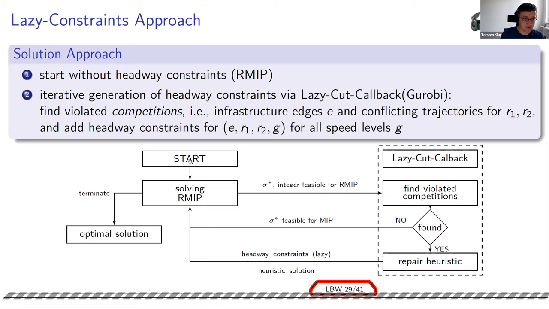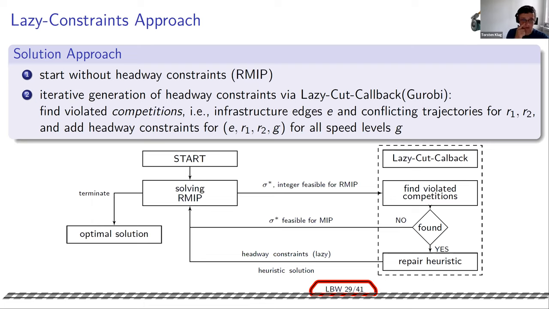So that's depicted here in this flow chart. We start with the relaxed mixed integer program at the beginning without any headway constraint. And then we use a MIP solver, Gurobi, together with this feature of lazy cut callback. So whenever Gurobi finds a heuristic solution, or in the branch and bound process finds an integer feasible solution, it calls this lazy cut callback. And then begins our job here to check the headway constraints and find violated headways. And if we can't find any violated headway, then of course this given integer feasible solution is also feasible for the global problem, so for the whole MIP, and we can return it.